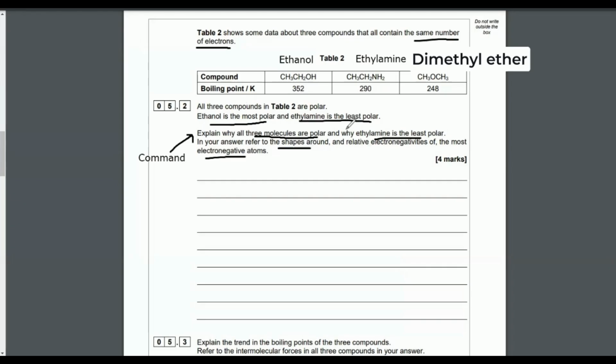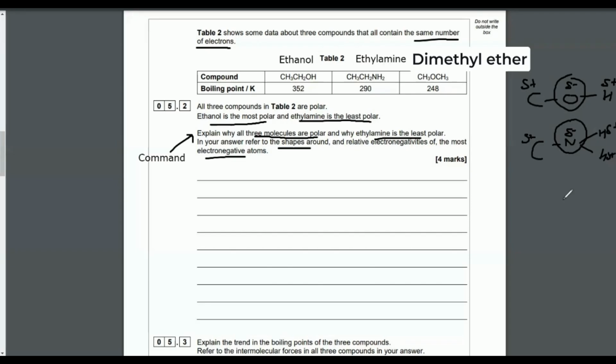So explain why all 3 molecules are polar. So what is it that all 3 molecules have that makes them polar? Well, hopefully you can see, if you're ethanol, you've got the electronegative oxygen and the positive carbon and hydrogen. Methylamine, it's got the electronegative nitrogen, and then these hydrogens are going to be left delta positive, and the carbon delta positive. So we can see the electron cloud is being drawn from those bonds around that atom there.